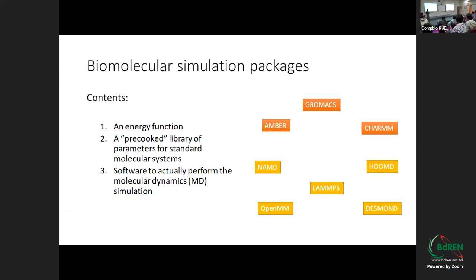But there are other MD engines that are just MD engines. They use the force field developed by others, like NAMD. I think we probably will have NAMD. We will work with NAMD during this week.